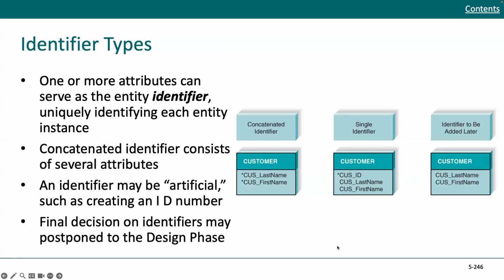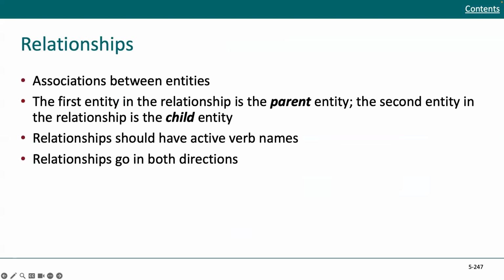But what about the identifier types? One or more attributes can serve as an entity identifier, uniquely identifying each entity instance. A concatenated identifier consists of several attributes. An identifier may be, quote, artificial, such as creating an ID number, and the final decision on identifiers may be postponed until the design phase. But you can see some examples of identifiers in the illustration on that slide.